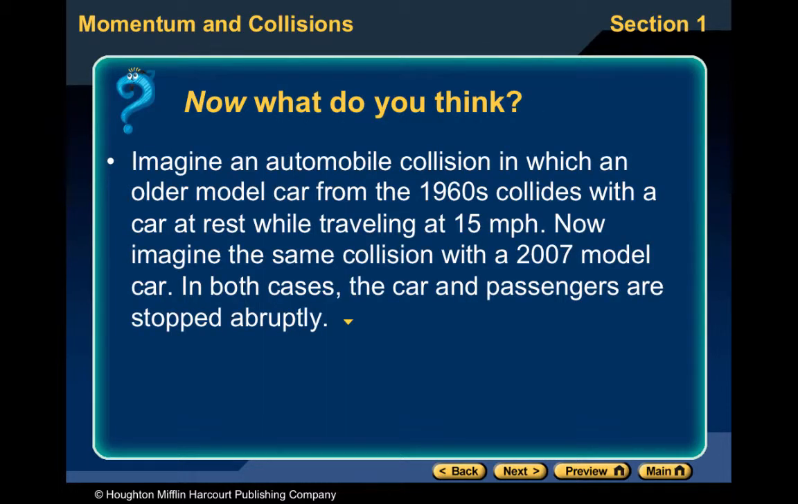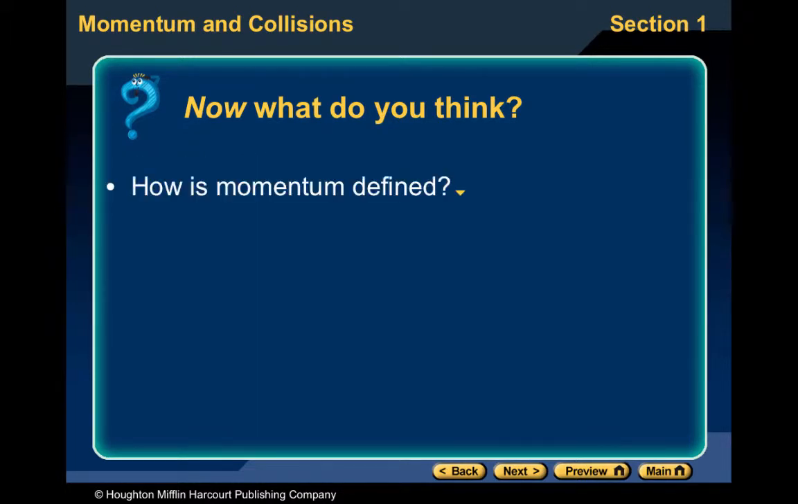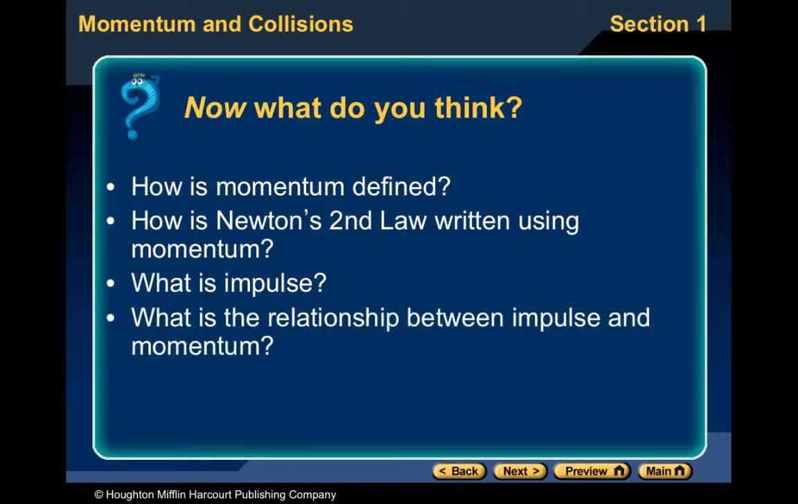So now what do you think? We've already talked about collisions in automobiles a little bit through the lecture. Between an automobile in the 1960s and 2000s, how would the features of the car designed to protect the passenger in the car differ? And then what is the difference between momentum and impulse?